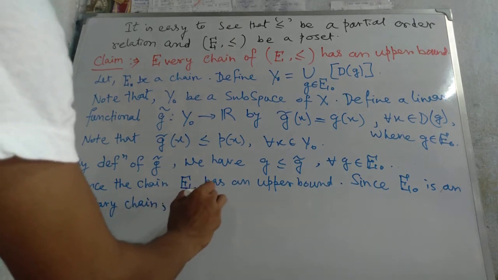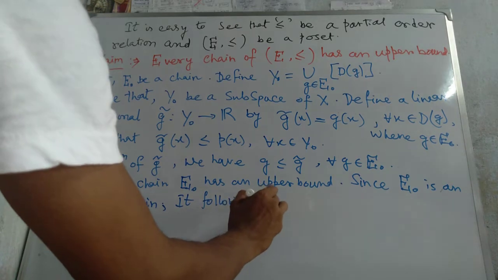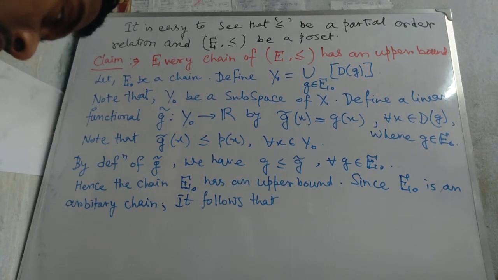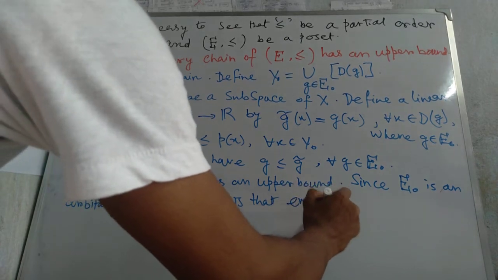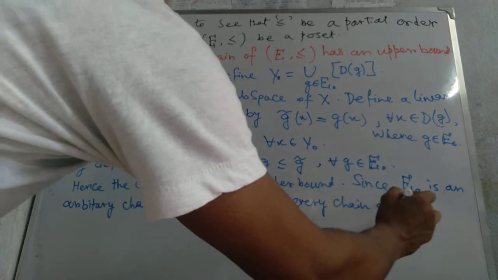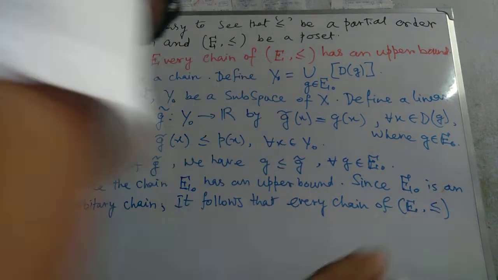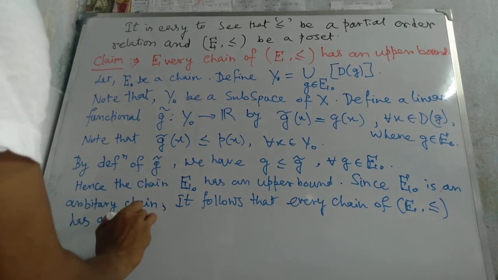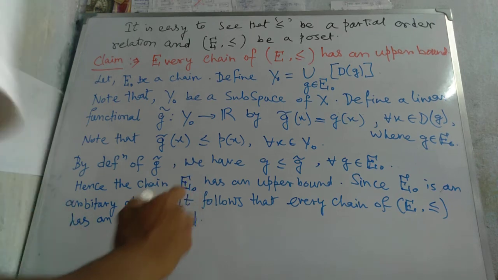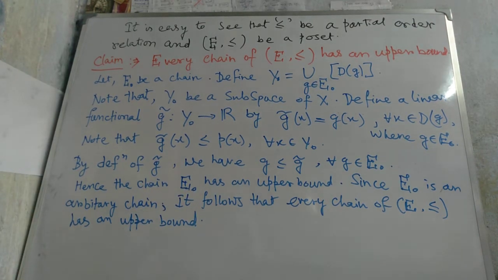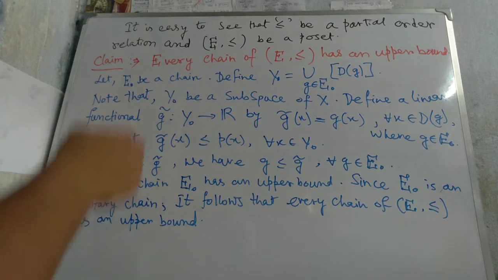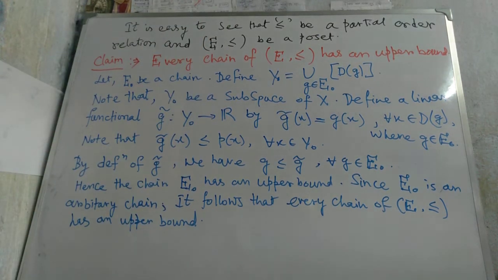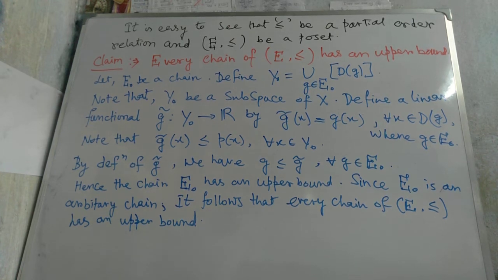Since E0 is an arbitrary chain, it follows that every chain of E, with this relation less than or equal to, has an upper bound. Hence the chain E0 has an upper bound.